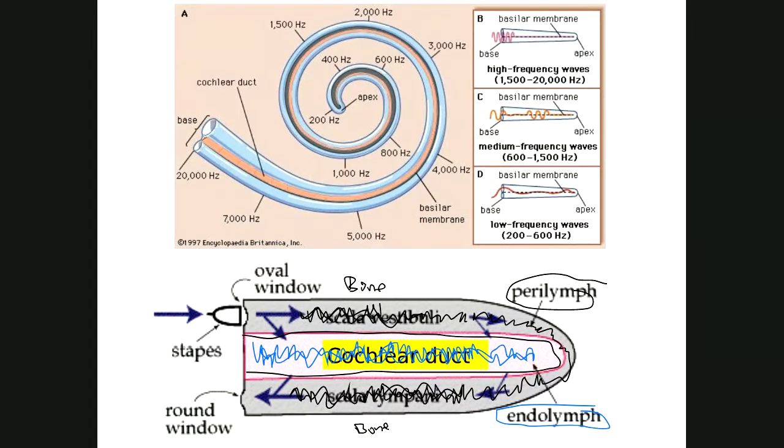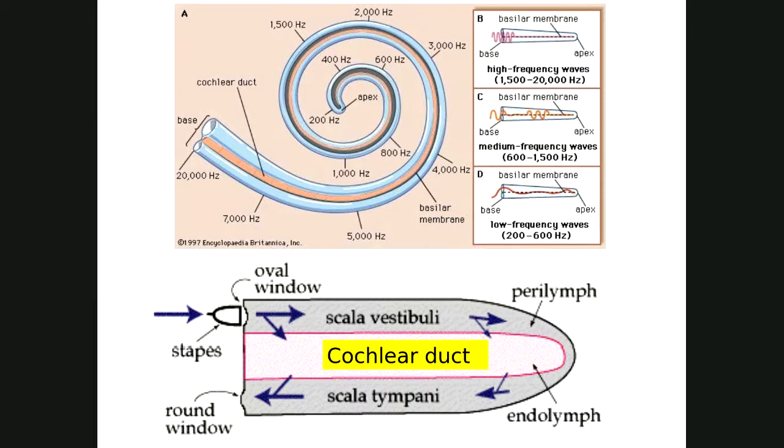But these chambers that are created have names. So look, there's the oval window right there. There it is. And remember, the stapes fits in the oval window. So the oval window is the beginning of this chamber.